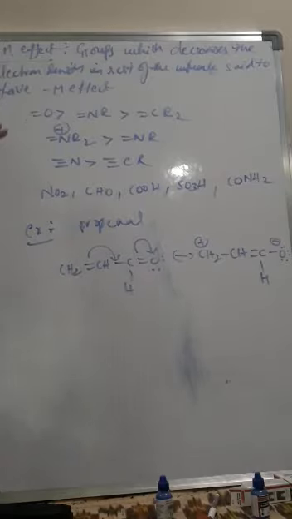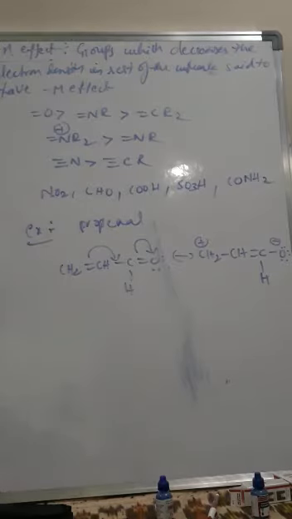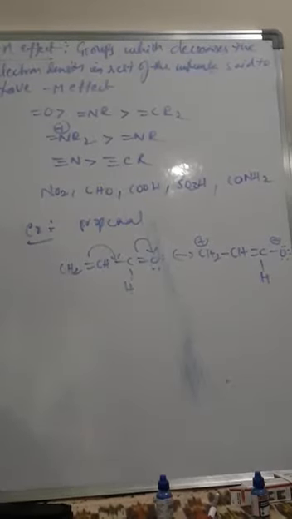So all these molecules show the negative mesomeric effect: nitro group, aldehyde, carboxylic acid, sulfonic acid, amide group. All these show the negative mesomeric effect.